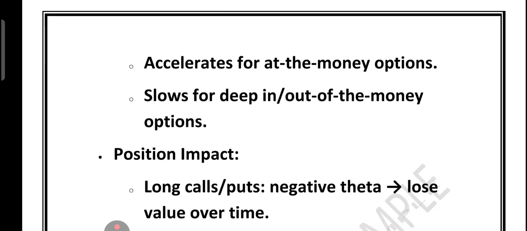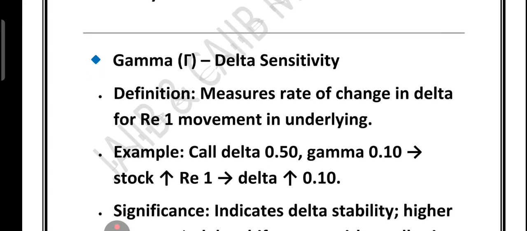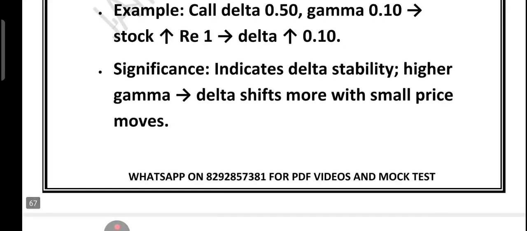You can think of it like this. And gamma is called delta sensitivity, which means it shows how delta changes when the underlying moves 1 rupee. For example, suppose call delta 0.50 and gamma 0.10. It means if the stock increases by 1 rupee, delta increases by 0.10. The trend is very simple: it peaks for at the money options, is lower for in and out of the money options, and increases as the expiry nears. It amplifies the risk reward sensitivity.